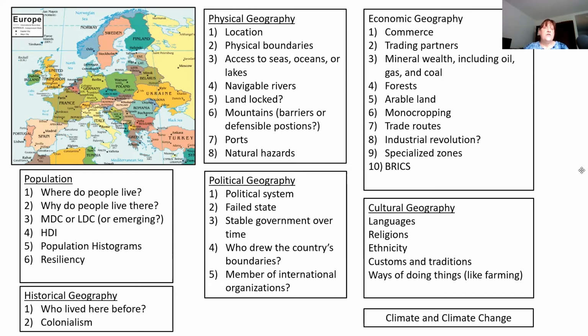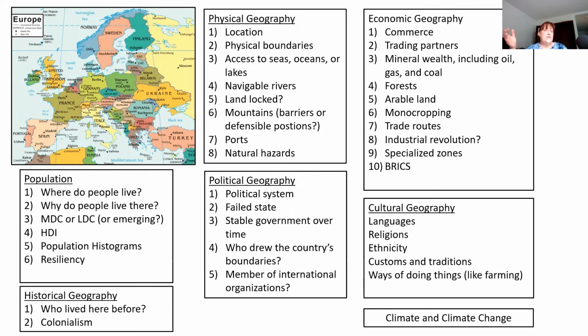So the first that we're going to look at each week is physical geography, which is the base, the location. It's also the physical boundaries around a country, whether it's on an ocean on one side or another country on the other side. Does this area have access to seas, oceans, or lakes? Part of economy is being able to move your goods or to go get your natural resources. So having navigable rivers to move up and down is very important.